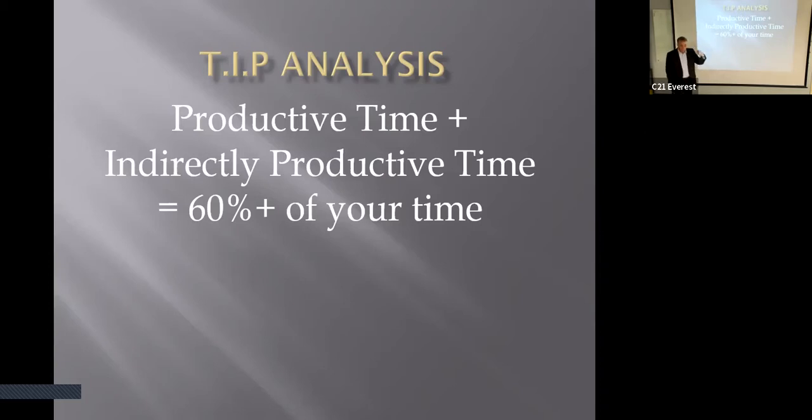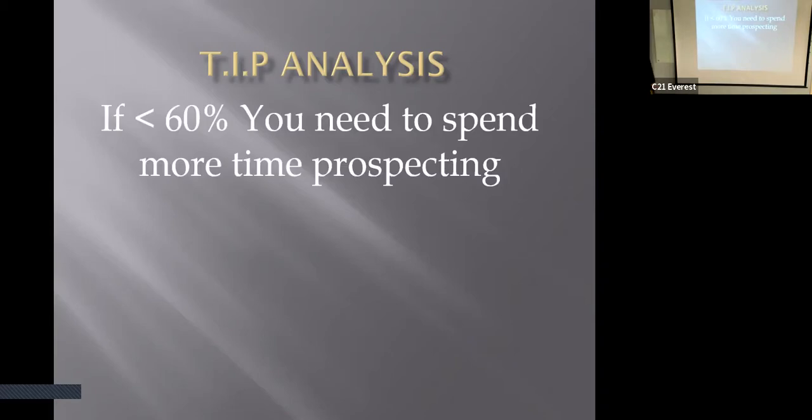Every 15 minutes, what did you do? Was it productive, indirectly productive, or non-productive? Okay. Here's what you can learn from it: anytime those two added together, your indirectly productive and your productive time, are less than 60%, the answer is you need to spend more time prospecting. That's the secret. If you're less than 60% between productive and indirectly productive, this is how you need to spend more time prospecting.